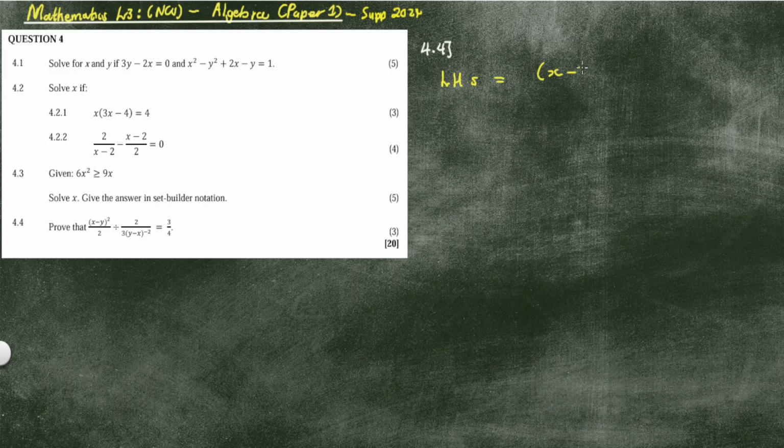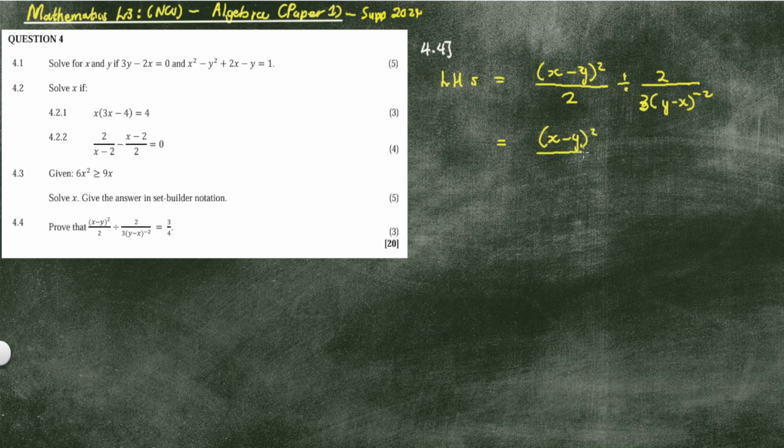We have (x minus y) raised to exponent 2 over 2, divided by (2 over 3) times (y minus x) raised to exponent minus 2. So this is the left hand side. This is 3, by the way. Let me just quickly fix this. It's 3. Okay, so I have two fractions dividing each other, so we need to do what? Tip and times. Let me start with that first.